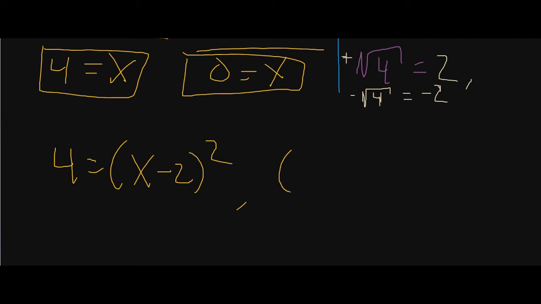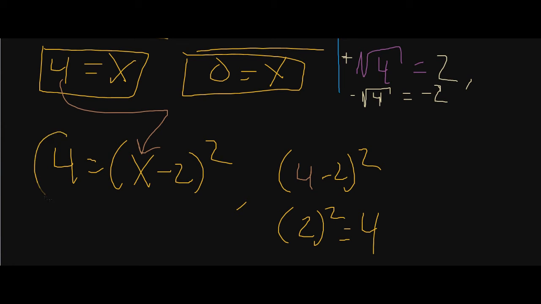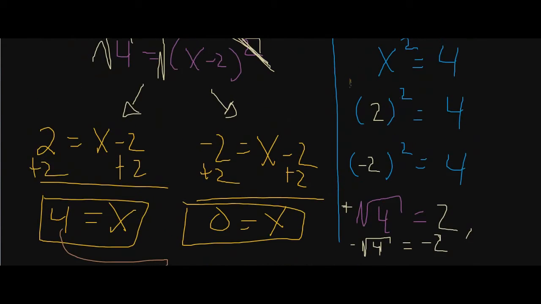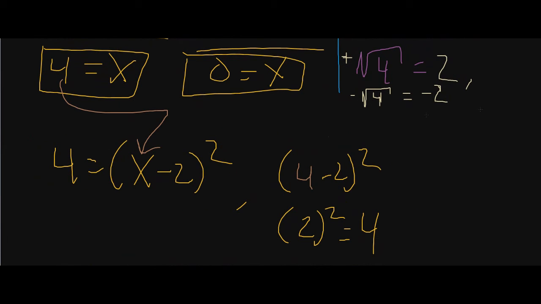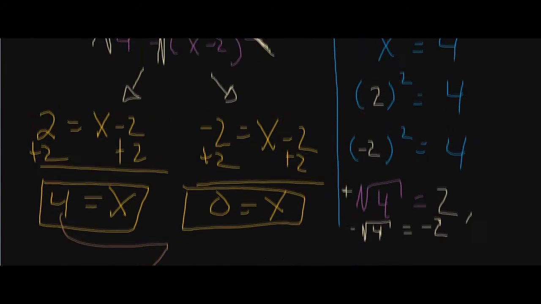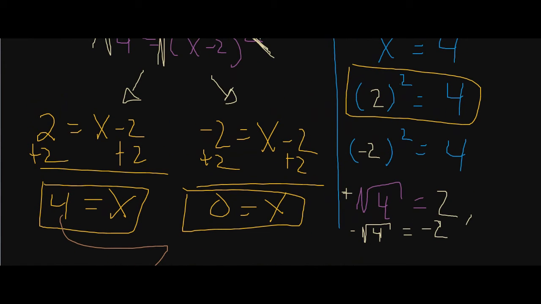Oh, sorry. We're going to get 4. We take our 4 and plug it into x, so we're going to get 4 minus 2 squared. All right, what's 4 minus 2? Well, that's 2 squared, which is equal to 4, which is what we wanted right here. And that's exactly this expression right here.